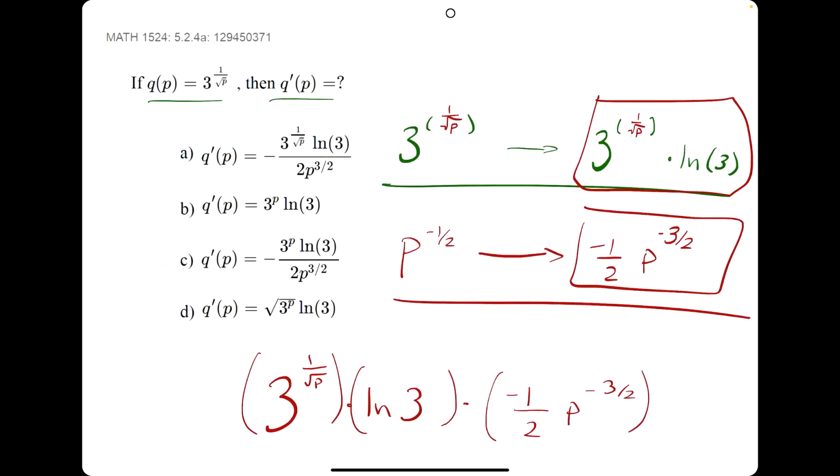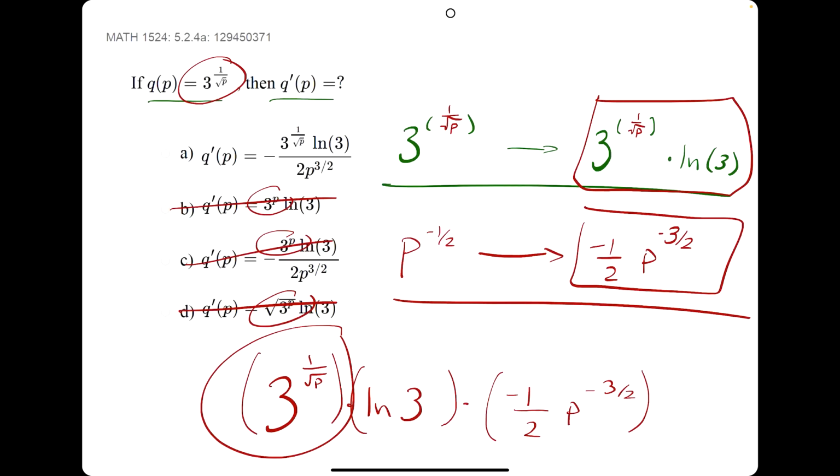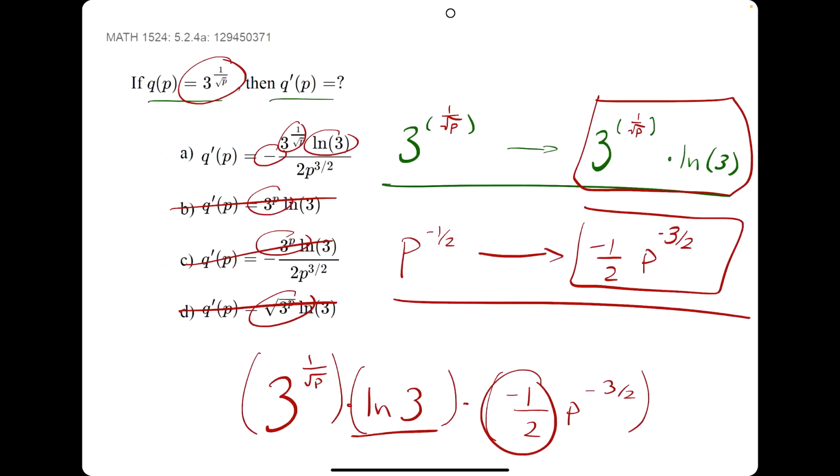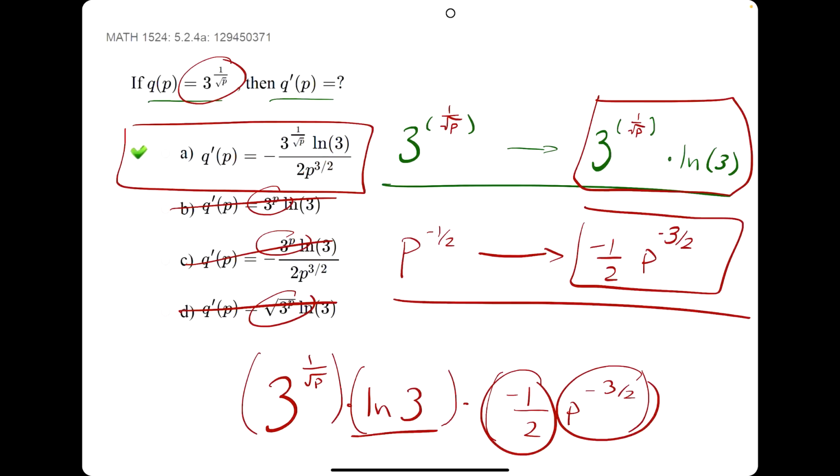An important tip is this. If we see 3 raised to some exponent in our original function, we must see 3 raised to that same exact exponent in our derivative. And so if we don't see 3 to the 1 over square root of p in our answer, it's not correct. So here we do not see it, here we don't see it, here we do not see it. That leaves us with A automatically. So let's double check all the other pieces. ln of 3, ln of 3, negative 1/2, we have a negative and we have a 2 in the bottom. That's good enough. And if we see p to the negative 3 over 2, that is equivalent to p to the positive 3 over 2 in the denominator. So A is our answer.